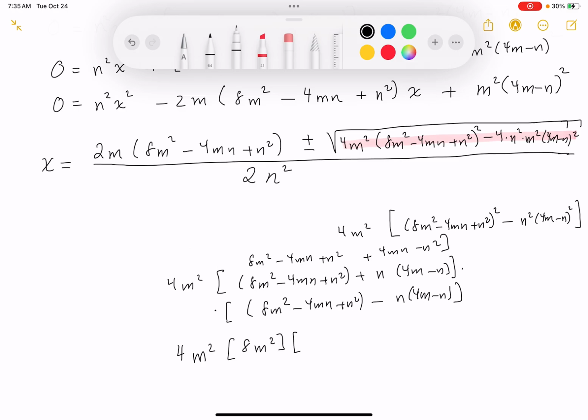Let's do the next one. I kind of already did it. I'm looking at this. I've got this stuff on the top, but I'll write it down again for you. So it's 8m squared minus 4mn plus n squared minus 4mn, right? And then what are you going to get? You get plus n squared. And what does that give you? Well, you get 8m squared minus 8mn plus 2n squared.